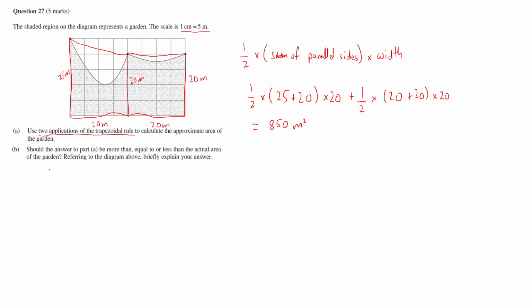For part B, it's asking your opinion, whether the actual area would be more than, equal to, or less than the area that you have calculated here. Even though you know that the actual shape is going like this, you still included this area in your calculation because that's how the trapezium works, and pretty much the same here as well. So you have actually overestimated the area. All you need to say is that the actual area would be less than what we have calculated here.